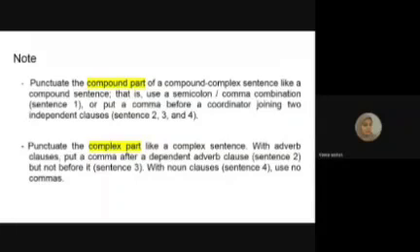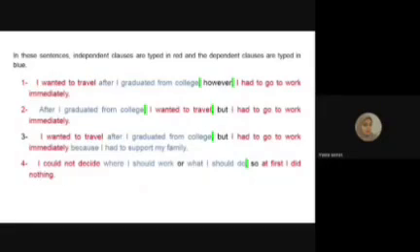And you punctuate the complex part like a complex sentence. With adverb clauses, put a comma after a dependent adverb clause. And with noun clauses, you use no commas, just like the examples that we reviewed here.